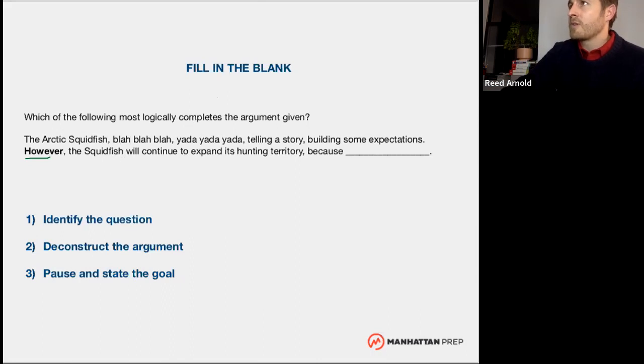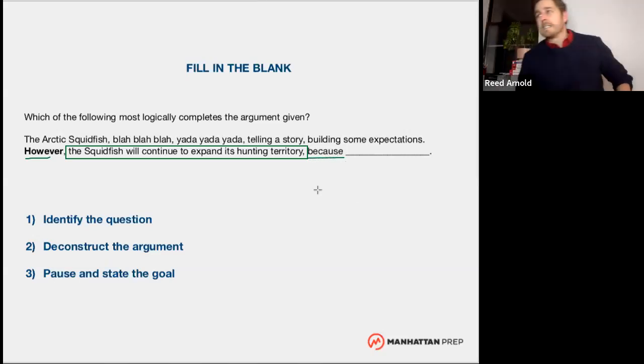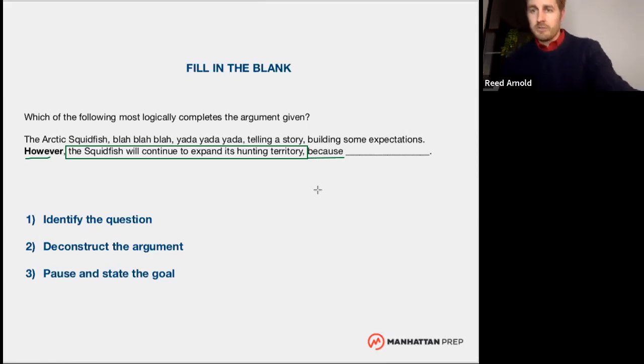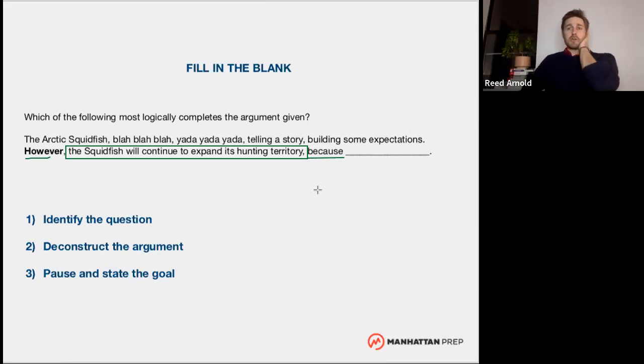So what comes after there, however, is information, or at least the author's opinion, that the squidfish will continue to expand its hunting territory. So says the author. Because, and then it's our job to fill in the blank. So the reason many books and teachers will call these strengthen the argument questions is because we are going to strengthen the argument that the squidfish will continue to expand its hunting territory. Right? We're giving a reason to think that the squidfish will continue to expand its hunting territory.